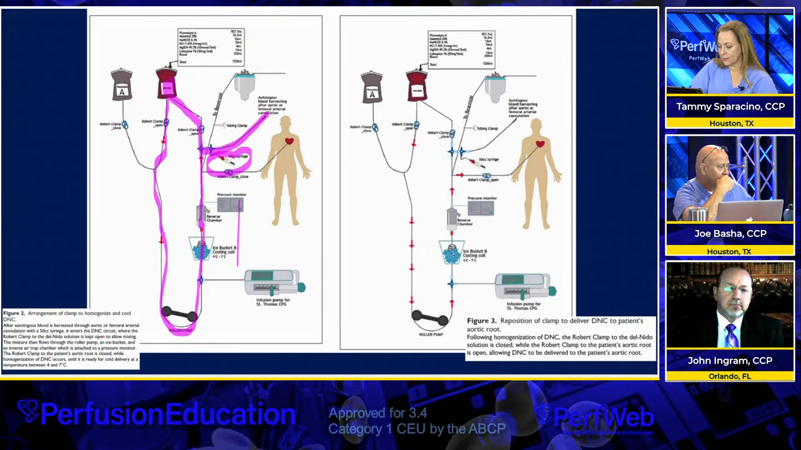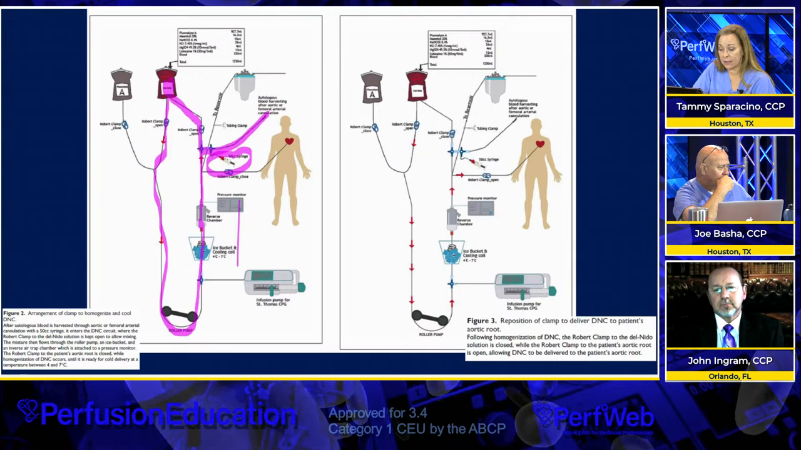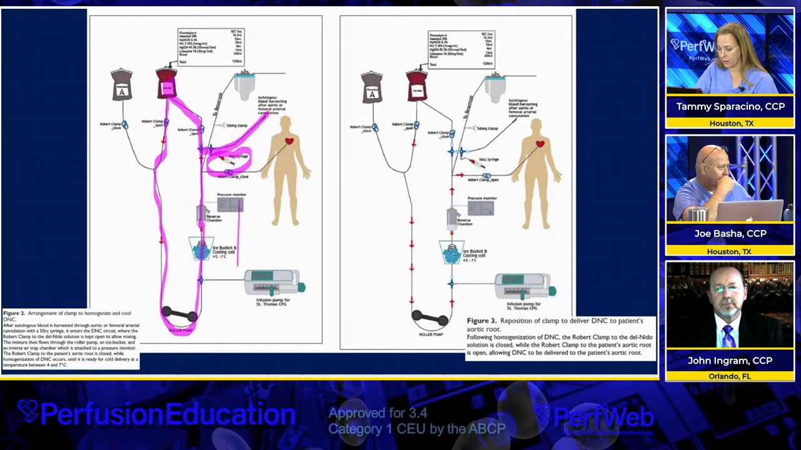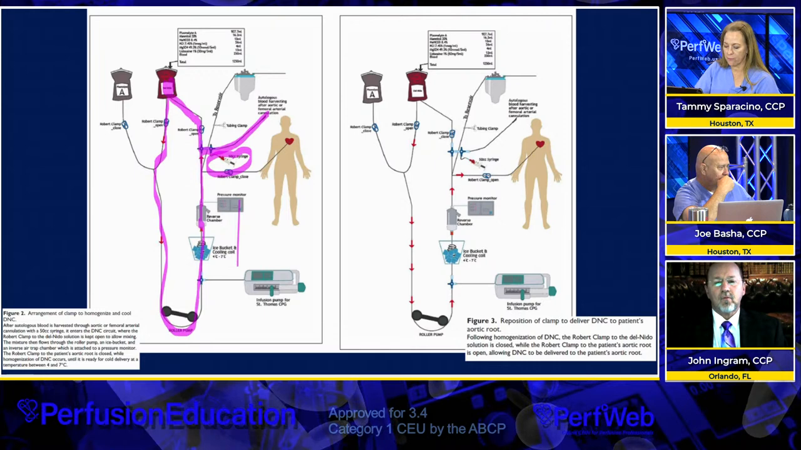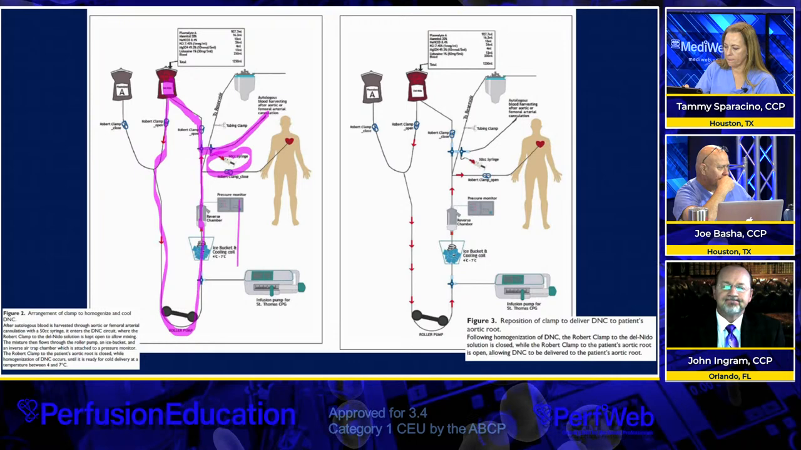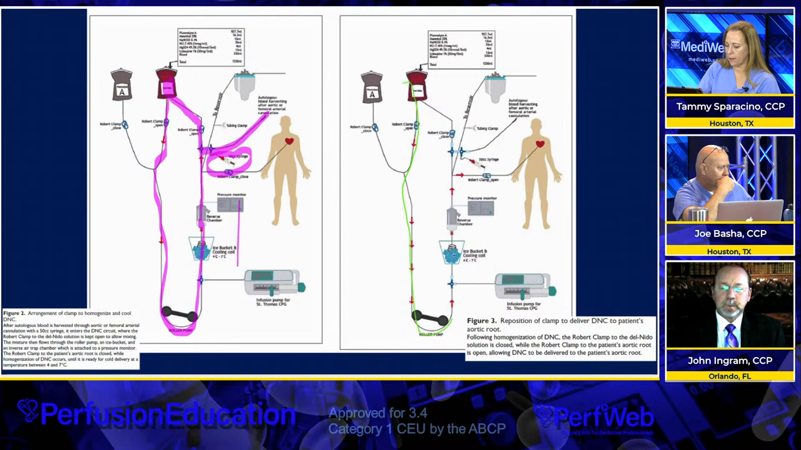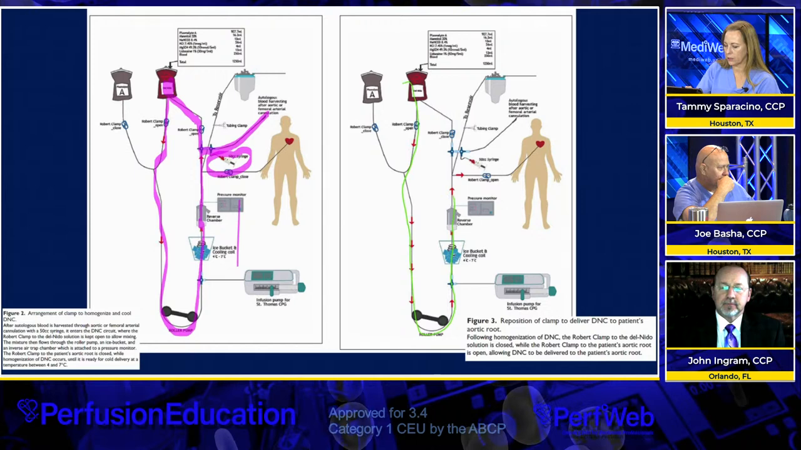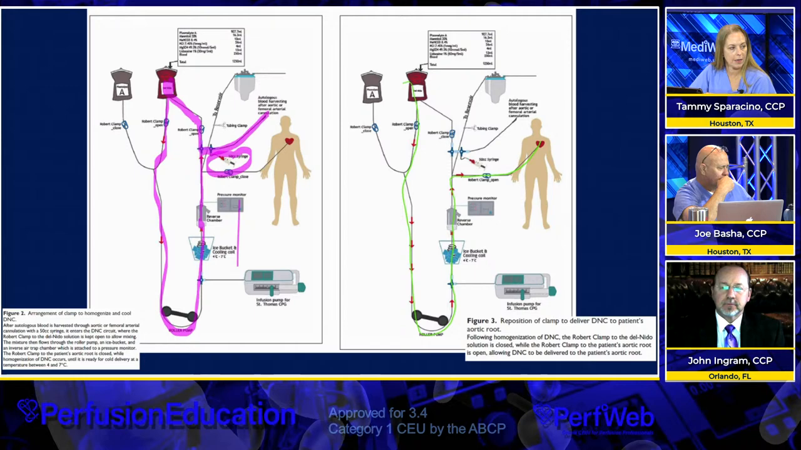Now, let's look at the other side. So, figure three, the one to the right, is the same circuit. It just shows the repositioning of the clamp to actually deliver the cardioplegia now. So after you've done figure two, where you've circulated, you've mixed, you've got it cold, now your flow is coming from your bag, down through your roller head pump or whatever your pump is, through your ice bucket, air chamber, you monitor the pressure, and then your clamps open, so it flows this way and it's being delivered to the patient. All right? Everybody with me so far?